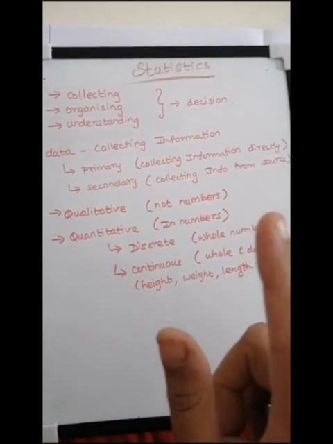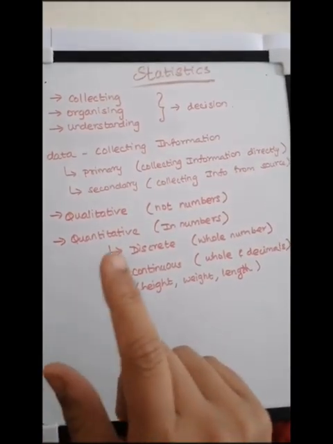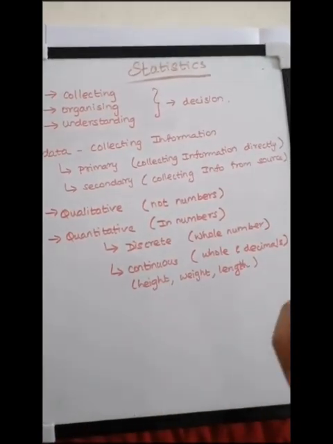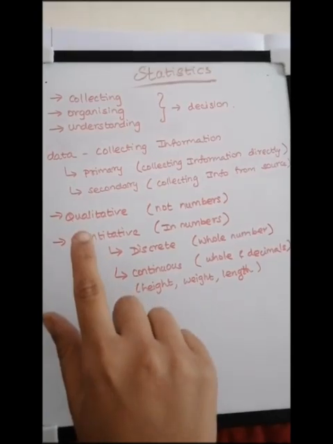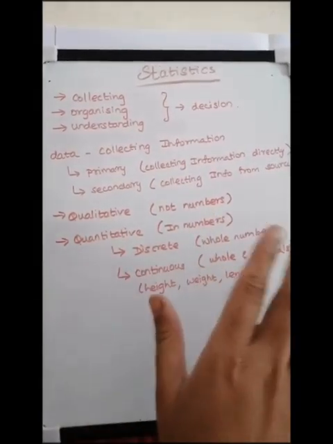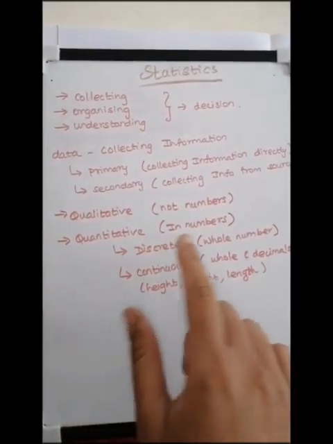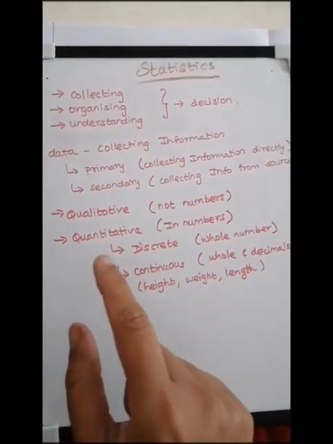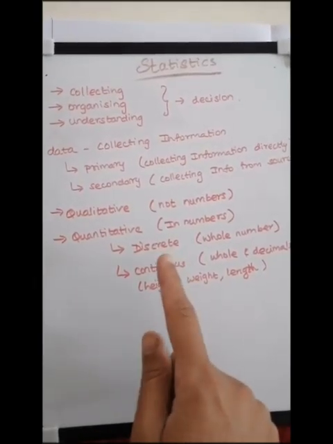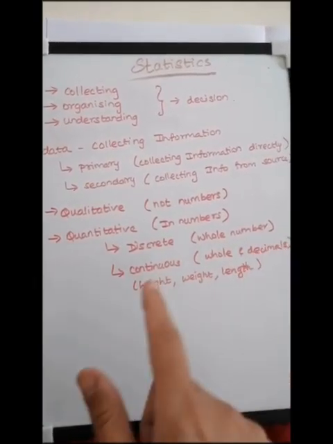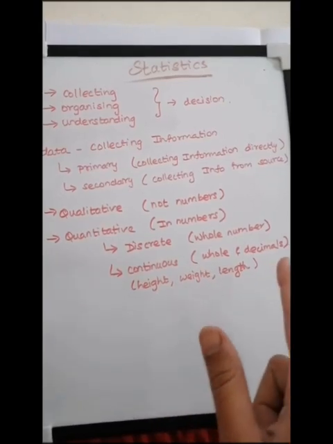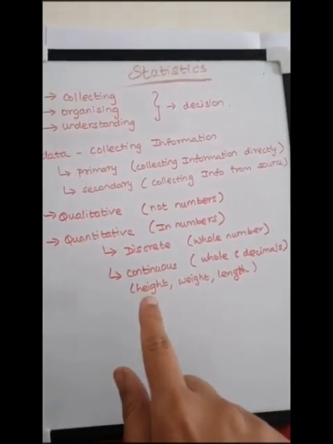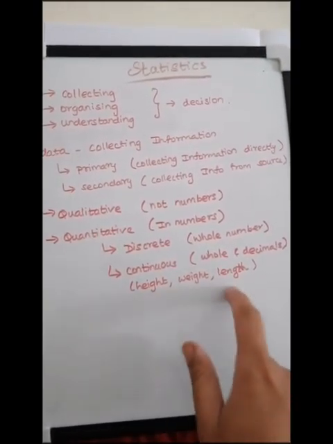Primary means collecting information directly. Secondary means collecting information from the source of primary. Qualitative means not a number. Quantitative means it comes in numbers. Quantitative is of two types. Discrete quantitative means whole numbers. Continuous quantitative means whole numbers and decimal numbers. It applies to height, weight and length.